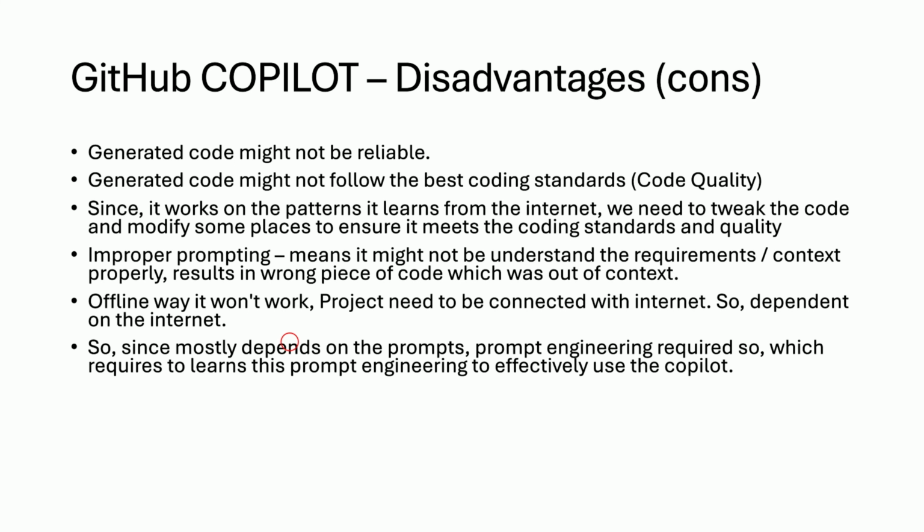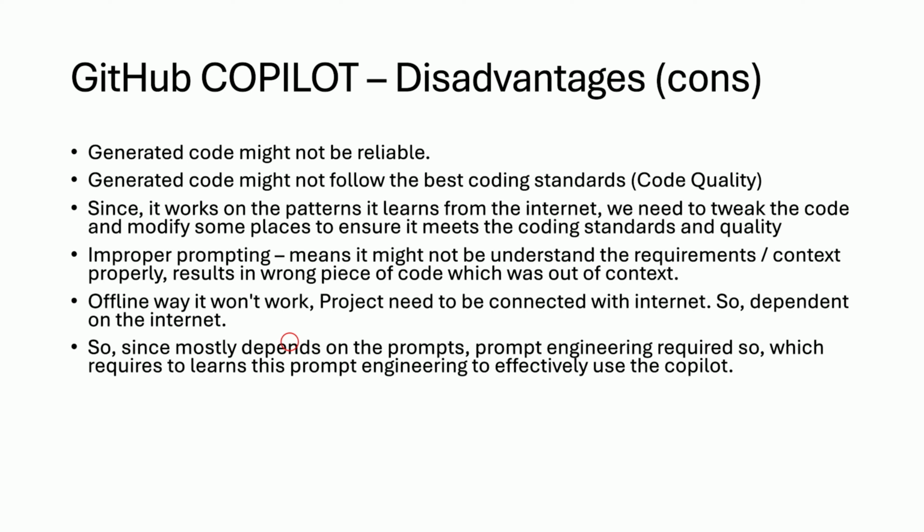Now, since GitHub Copilot mostly depends on prompts, prompt engineering is required. That means if you want to use GitHub Copilot effectively, you have to learn prompt engineering. People like us, who came from Telugu medium or their own mediums, are mostly familiar with their own language other than English, right? They usually make grammatical mistakes. So people have to learn this writing skill, the prompting skill, right? How to correctly provide input to GitHub Copilot so that you can get the most effective answer from it.